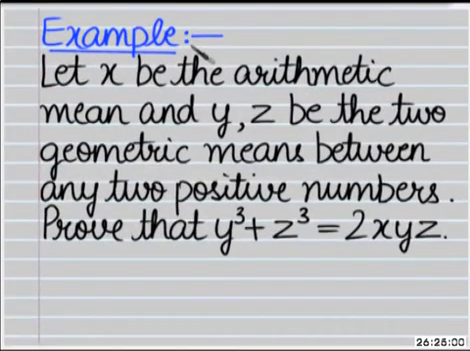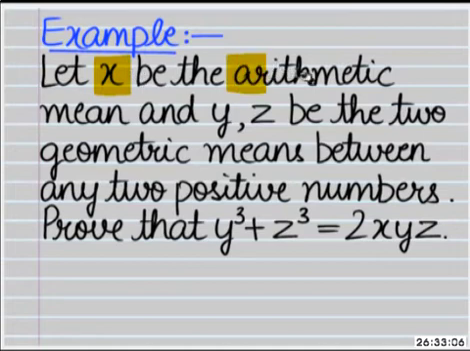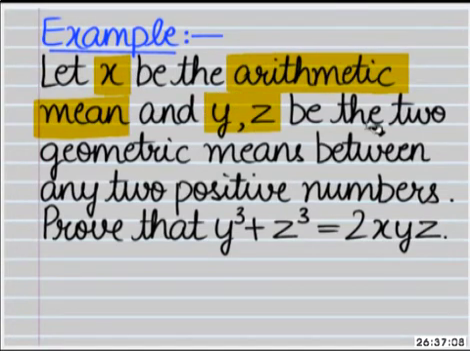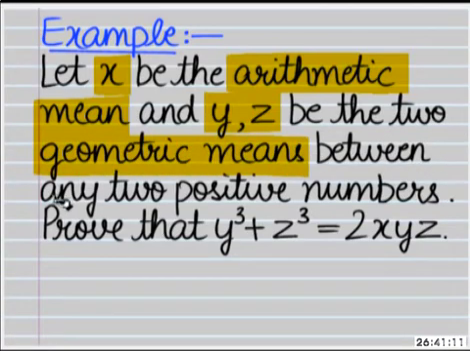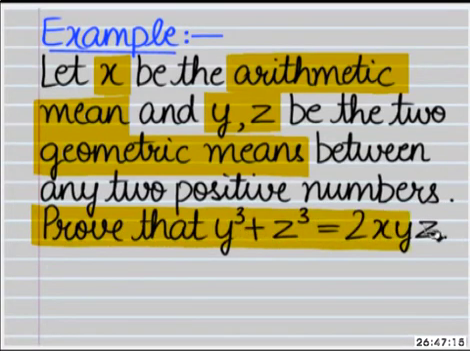Let us see another example. Let x be the arithmetic mean and y, z be the two geometric means between any two positive numbers. Prove that y cube plus z cube is equal to 2 into x into y into z.